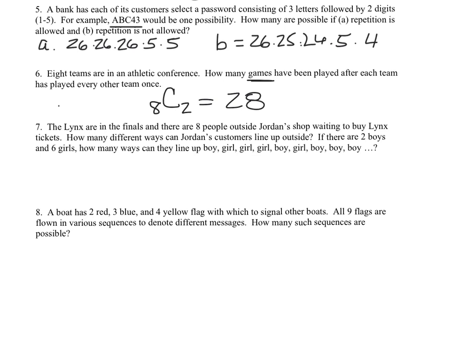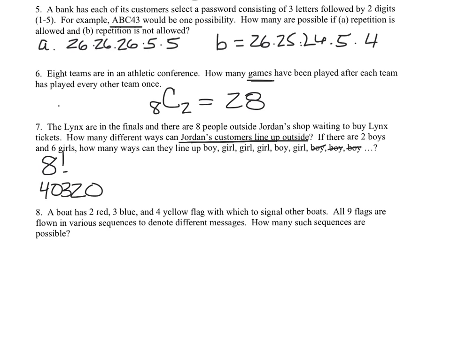Number 7, the Lynx are in the finals. There are eight people outside Jordan's shop waiting to buy Lynx tickets. How many different ways can Jordan's customers line up outside? So that's just 8 people in a line. That's simply just 8 factorial, which is 40,320.